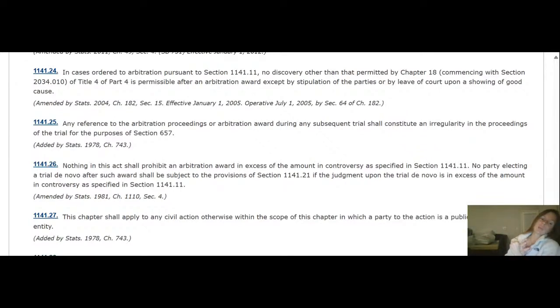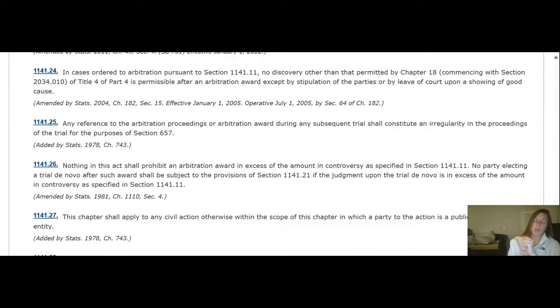1142.26. Nothing in this act shall prohibit an arbitration award in excess of the amount in controversy as specified in Section 1141.11. No party electing a trial de novo after such award shall be subject to the provisions of 1142.21 if the judgment upon the trial de novo is in excess of the amount in controversy as specified in Section 1141.11.